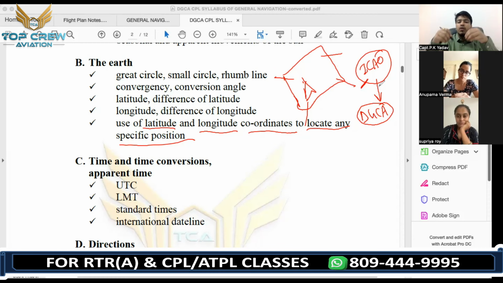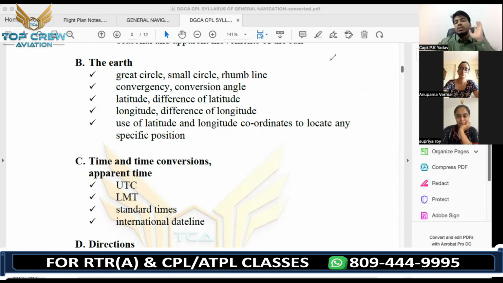Then, to fulfill the requirements of ICAO and make the standards, DGCA is the local authority of India. In the US, that is the FAA. Same as EASA in Europe. So every country has its own civil aviation authority to take care of all these things.